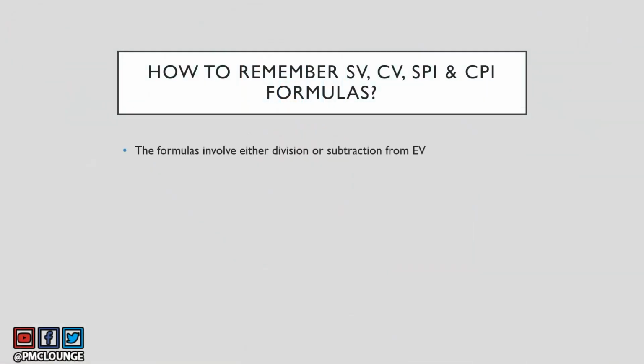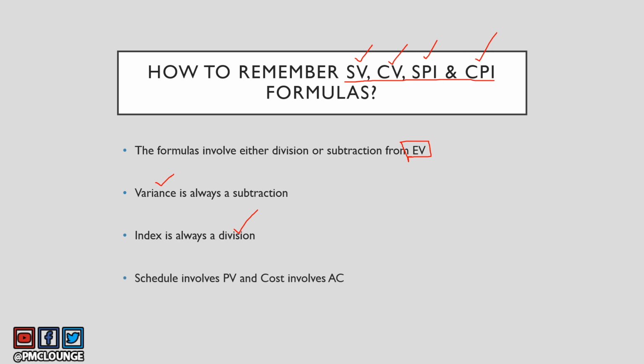So, the formulas involve either division or subtraction from EV. Very simple, right? EV, earned value, you either do a division or subtraction from EV on all these four formulas. Okay, let's move on. Variance is always a subtraction. So whenever you're calculating variance, which means SV and CV, you are always doing a subtraction. Index is always a division. Index means SPI and CPI. This is always a division.